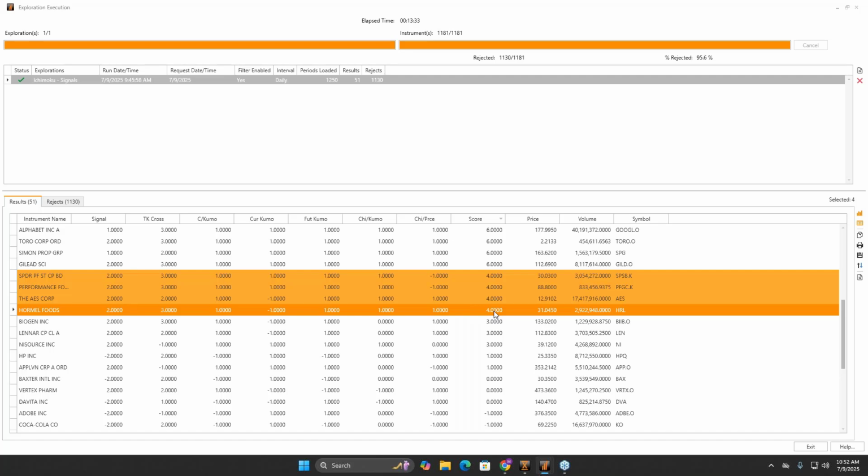So we wanted to really narrow it down. This was 1,200 stocks that we started with. If we only want to look at the 4s and focus on the stocks that have an opportunity, here's my list of stocks I could look at. I could look at the actual charts and that kind of stuff.